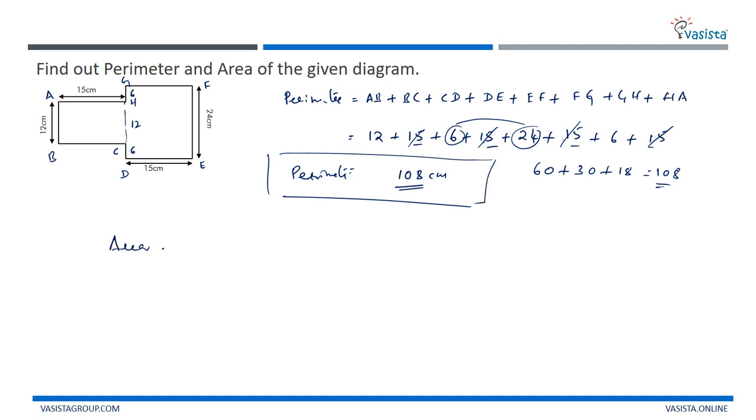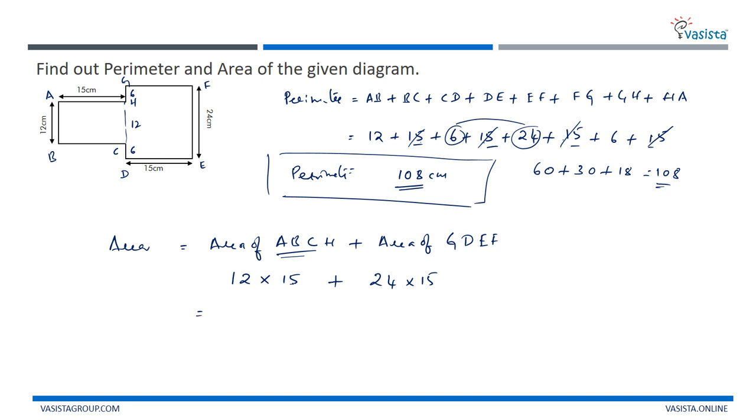Area of the diagram is equal to area of ABCH plus area of GDEF. Area of ABCH, that is nothing but 12 into 15, length into breadth, plus, right, here area of GDEF, that is 24 into 15, right?